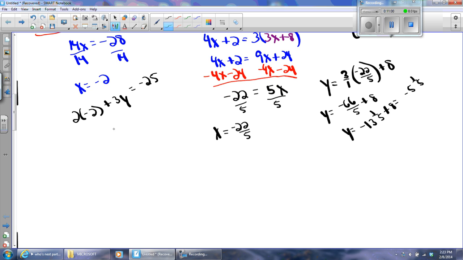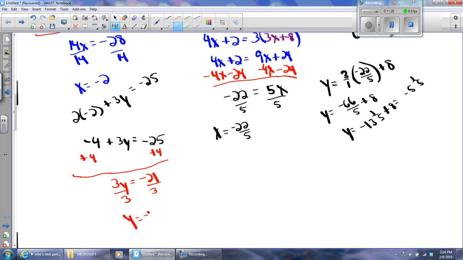Okay, and so I'm going to get negative 4 plus 3y equals negative 25. And I'll add 4 to each side. And that'll get me 3y equals negative 21. I'll divide by 3, and I'll get y equals negative 7. So the solution to this is at negative 2, negative 7.